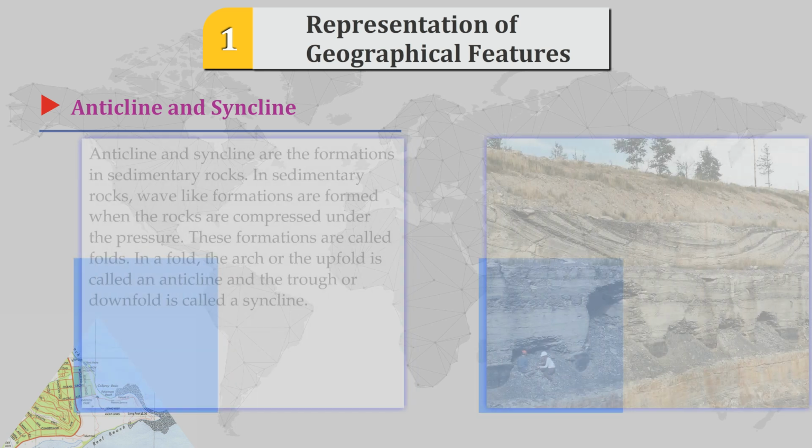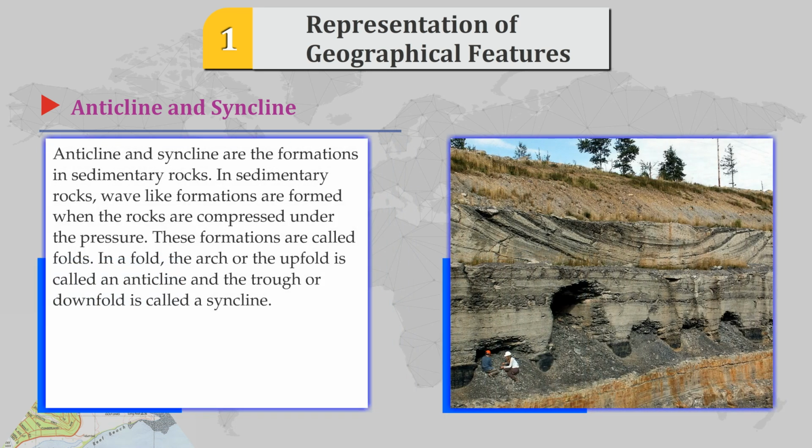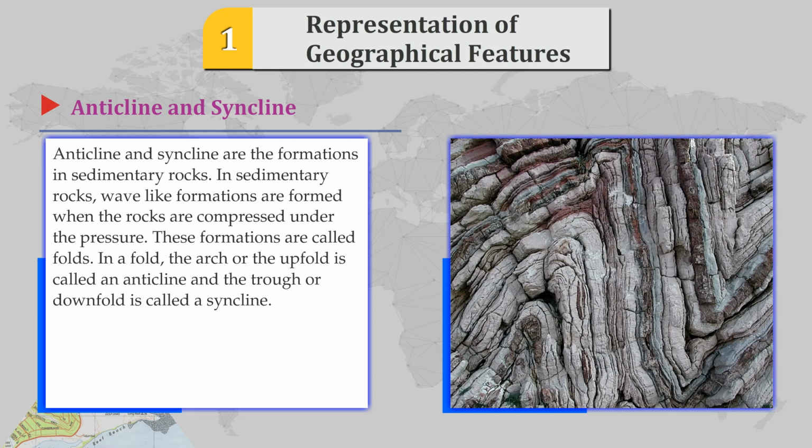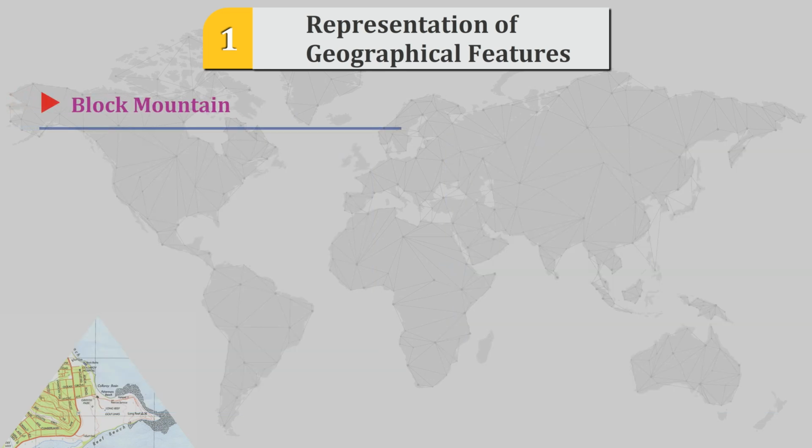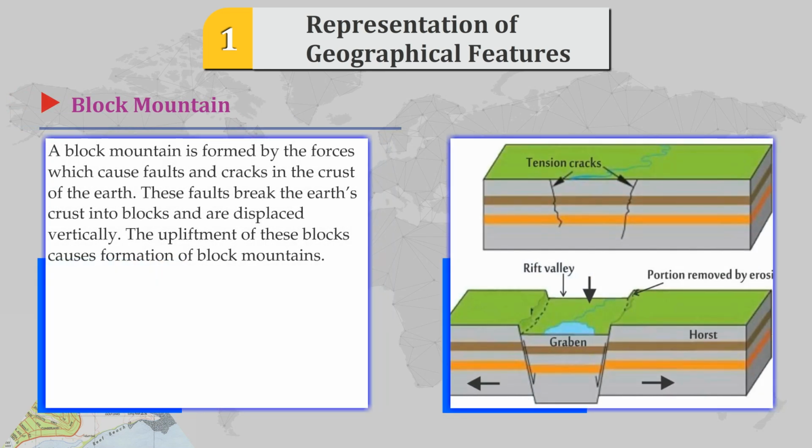Anticline and syncline. Anticline and syncline are formations in sedimentary rocks. In sedimentary rocks, wave-like formations are formed when the rocks are compressed under pressure. These formations are called folds. In a fold, the arc or the upfold is called an anticline and the trough or downfold is called a syncline.